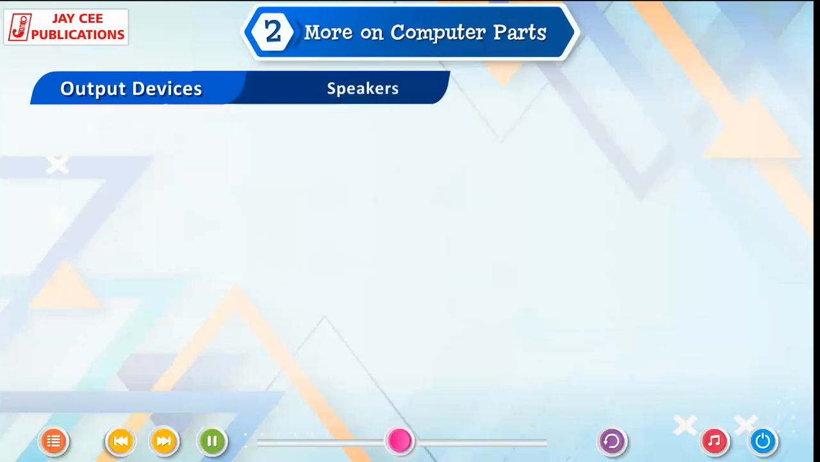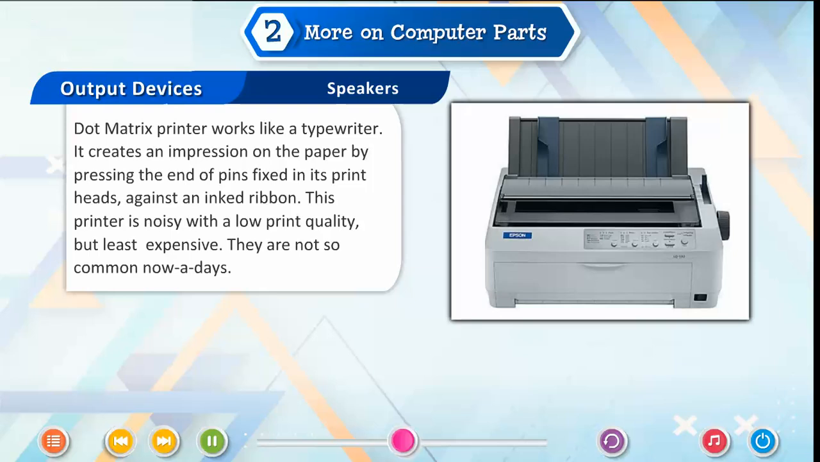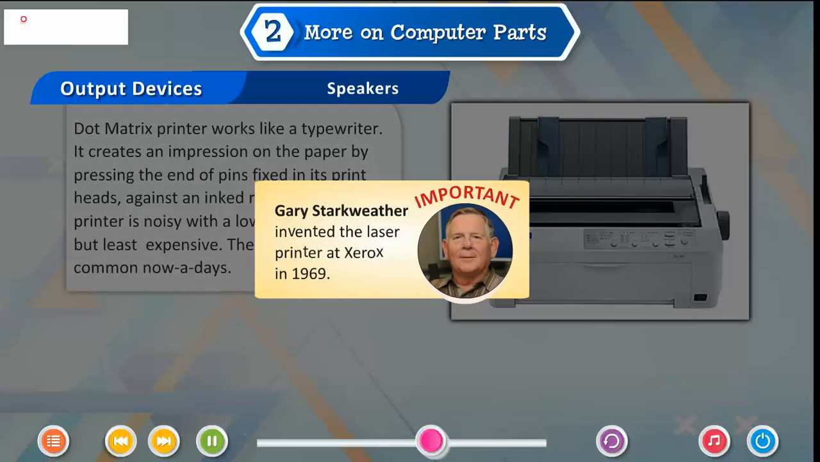Dot matrix printer. Dot matrix printer works like a typewriter. It creates an impression on the paper by pressing the end of pins fixed in its print heads against an inked ribbon. This printer is noisy with a low print quality but least expensive. They are not so common nowadays. Important: Gary Starkweather invented the laser printer at Xerox in 1969.